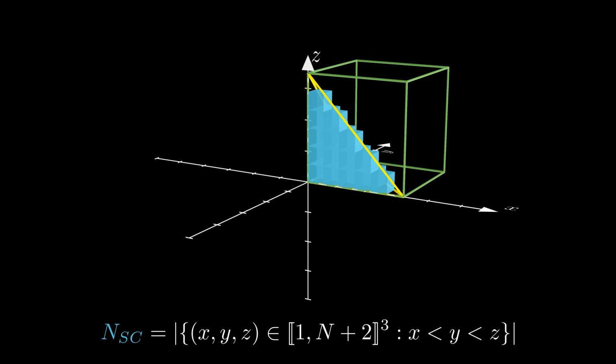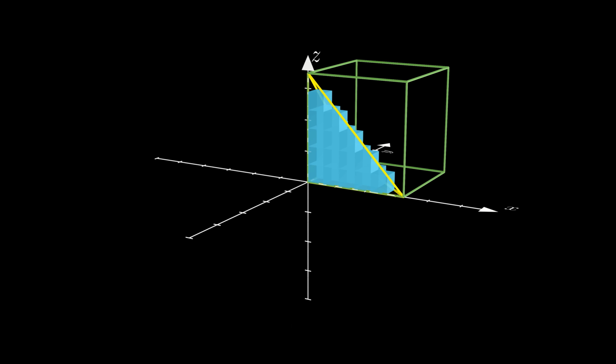But at the end, this formula exactly represents the number of ways to choose 3 elements among n plus 2 elements, which is exactly equal to n plus 2 choose 3. So here we go. With this other way of visualizing the formula, we find exactly the same formula as before. N plus 2 choose 3.